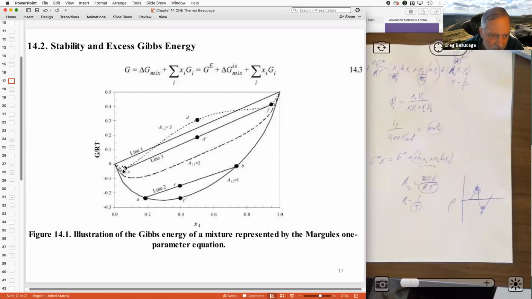The slope at that point is the chemical potential. The change in Gibbs free energy with respect to moles of 1 is the slope of this. And the chemical potential at that point, E, is equal to the chemical potential at that point, F.